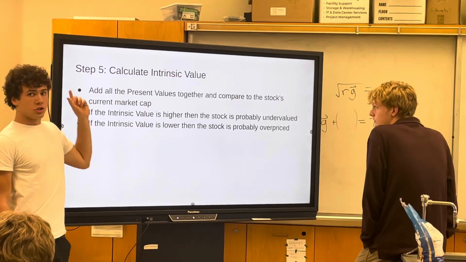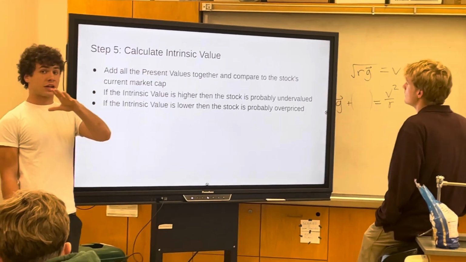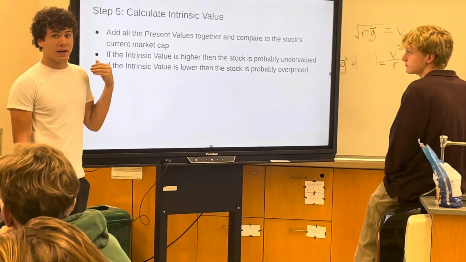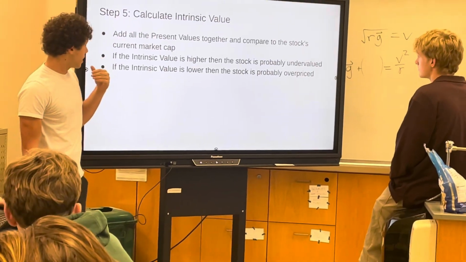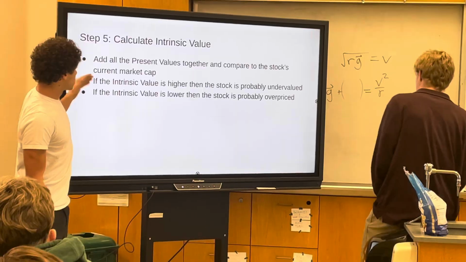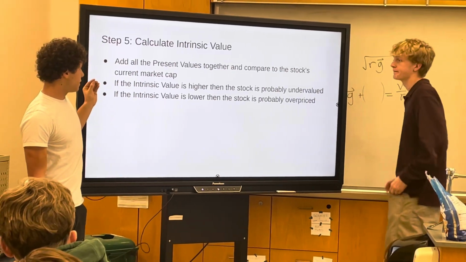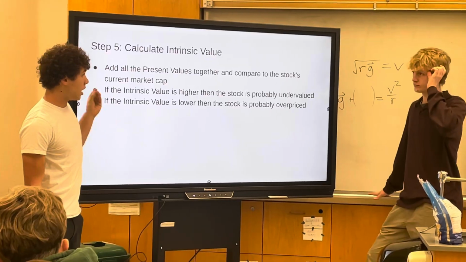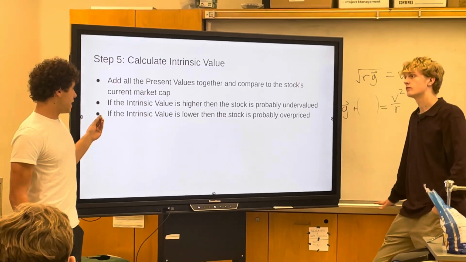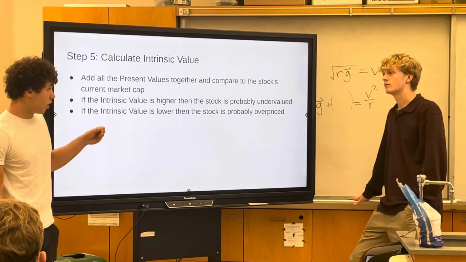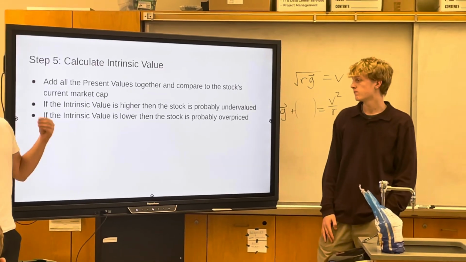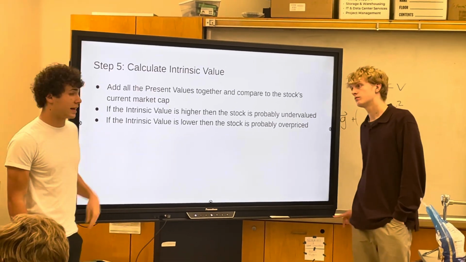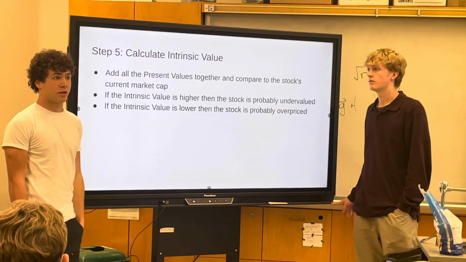Then you have all of these future cash flows for each year. You bring them back to the present value by dividing them by the discount rate. And then you compare it to the current market cap. If the number is higher, the stock is probably undervalued. And if it's lower, then the stock is probably overvalued. This obviously isn't a perfect thing, but it can give you an idea about the intrinsic value of a company.